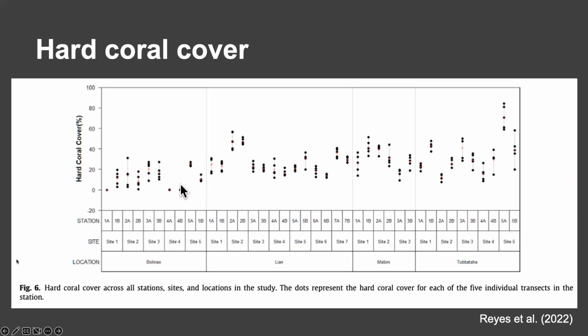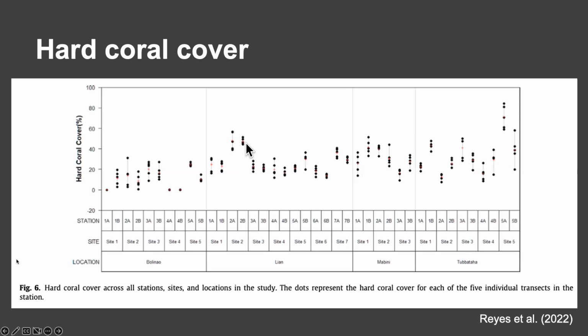Okay. In this figure, we're showing hard coral cover. And we show, for example, not surprising, some places in Tubataha have really high cover. Okay, like notice 5A here, coral cover is over 80% for some transects. Each dot is a 50-meter transect, and the red symbol is the average of the 5 50-meter transects. So, not surprising, medyo mataas ang cover sa Tubataha, but notice the same goes for Mabini.